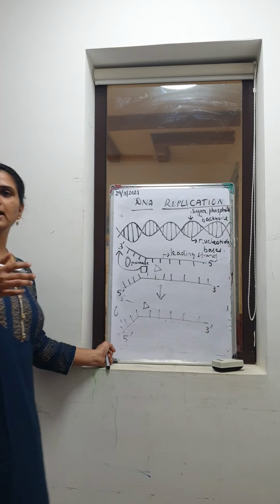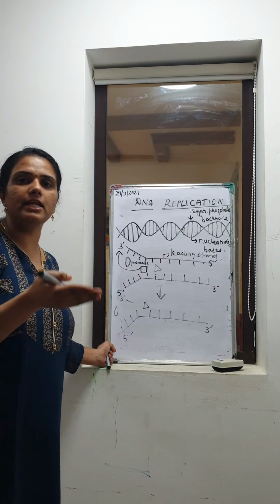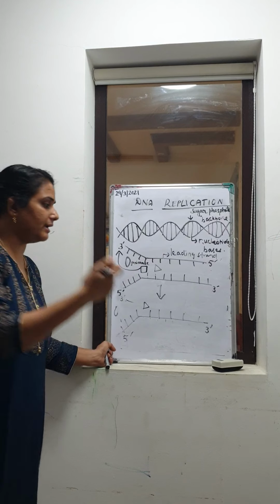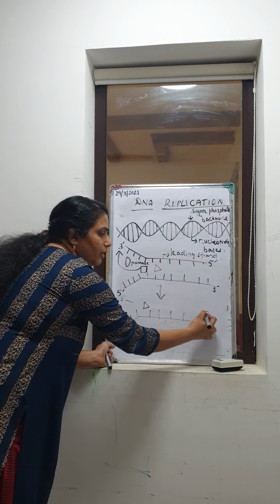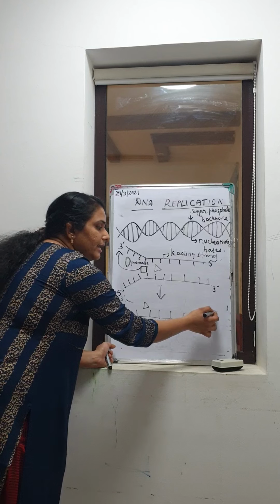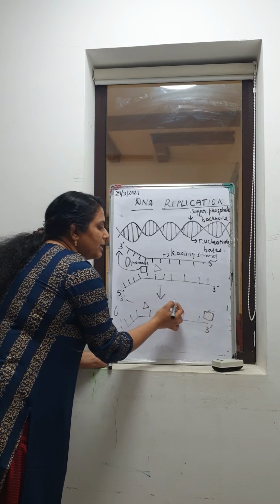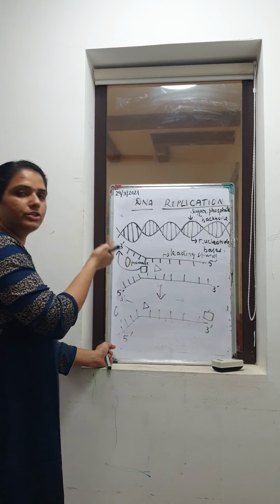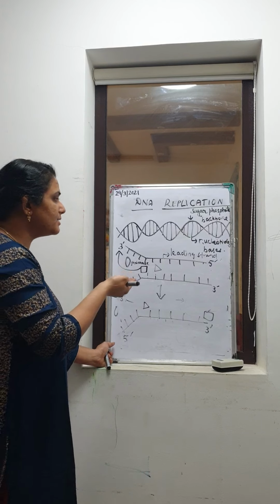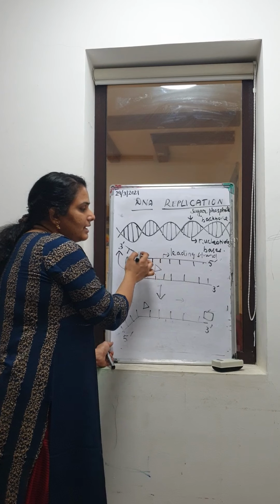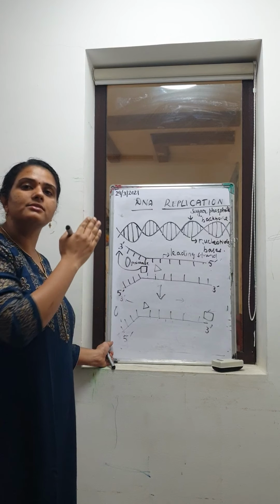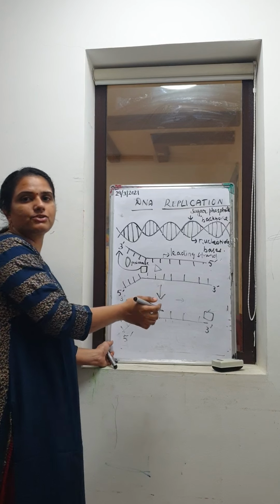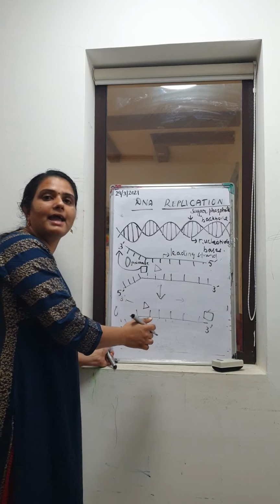But we all know that DNA polymerase can only identify the 3' end, isn't it? So DNA polymerase is acting from a different direction. From here only it is able to activate itself, isn't it? So DNA polymerase is acting in this direction, but helicase is acting in this direction, so both are in conflict, isn't it? So what happens is, in the lagging strand, unlike the leading strand, it cannot form a strand continuously. This is a discontinuous strand. That's why we call it the lagging strand.